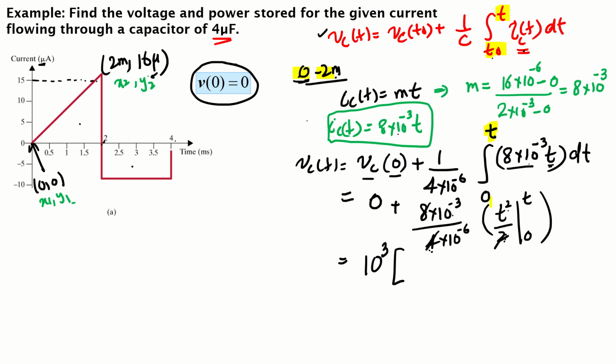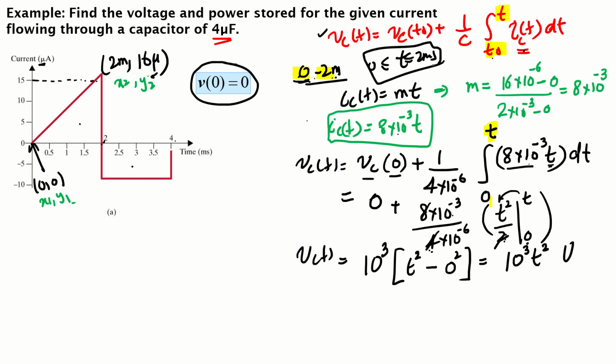So let's put up the upper and lower limits to simplify this integration. What is the upper limit? t. If I put the upper limit, that will be t square minus the lower limit. What is the lower limit? 0. So 0 square is 0. So basically the answer will become 10 power 3 times t square. That is basically the voltage for the time interval from 0 to 2 millisecond. We can also write this as the time interval greater than 0 and less than 2 milliseconds. These both represent the same thing.